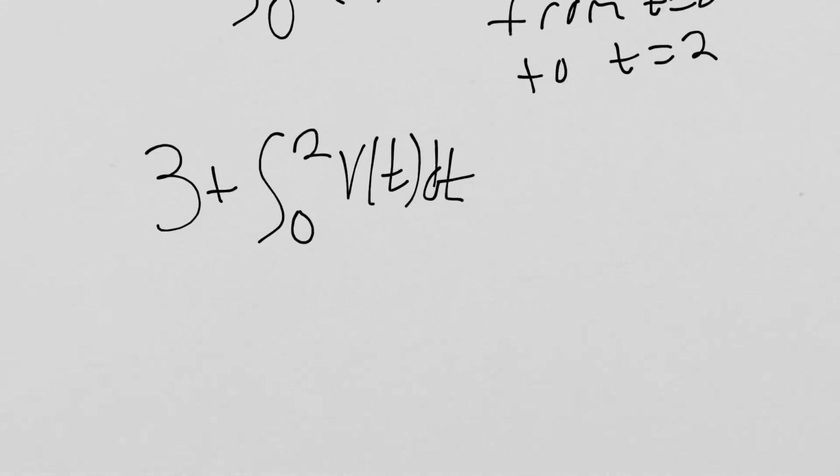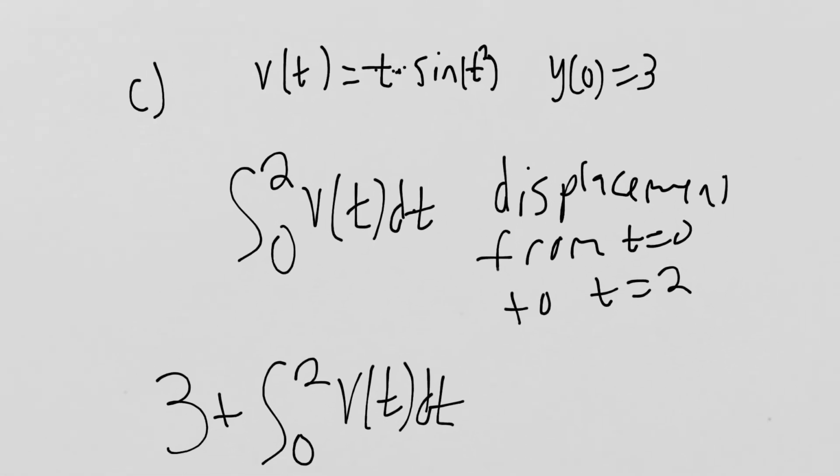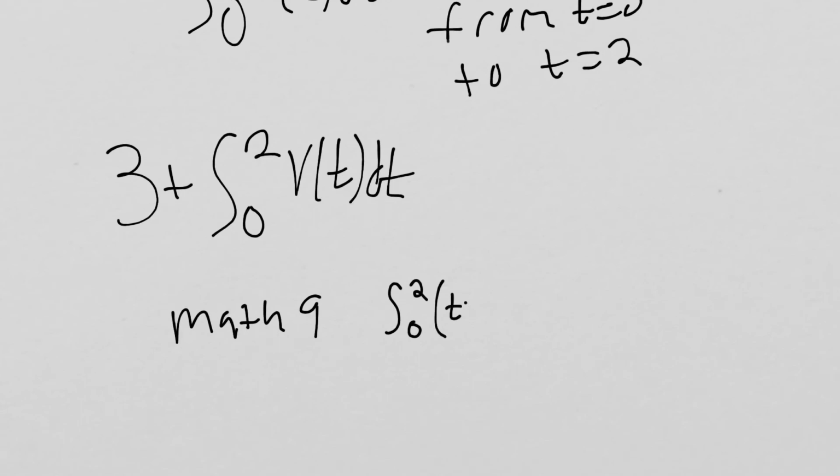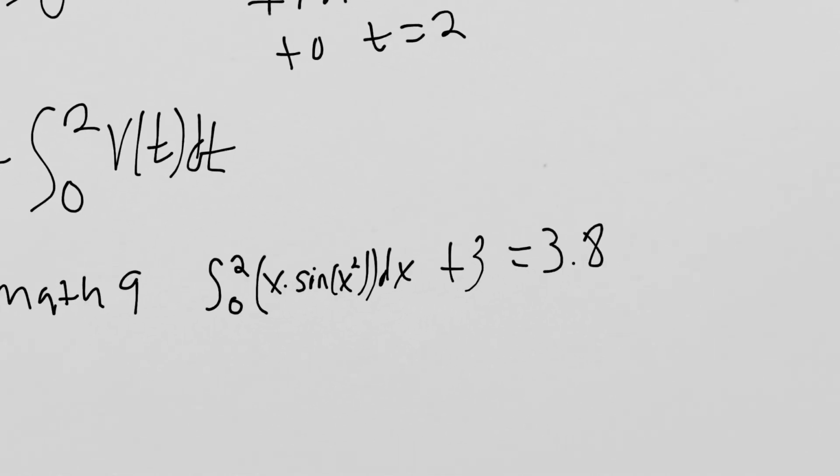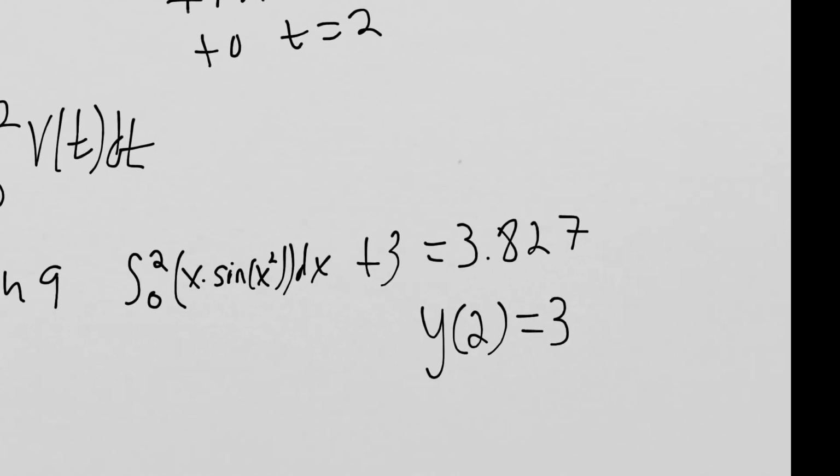So what you need to do then is math 9, and then we're going to do our integral from 0 to 2 of our velocity function, which is t times sine t squared. So you're going to do x times sine x squared dx in your calculator, and then you're going to add 3 to that. Okay, and that gives us a position of 3.827. So we say y of 2, the position after 2 seconds, is 3.827.